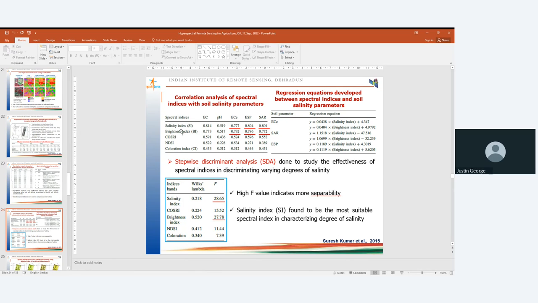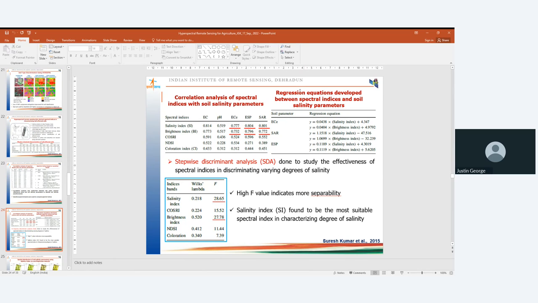Similarly, SD analysis was also done to study the effectiveness of these different spectral indices. Among these five spectral indices, which one is highly able to discriminate between the different degrees of salinity, whether to distinguish between slight, moderate, severe, and very severe salinity classes. Based on the results, the high F value from the analysis indicates more separability. So they found that the salinity index and the brightness index were highly able to distinguish between the different degrees of salinity.